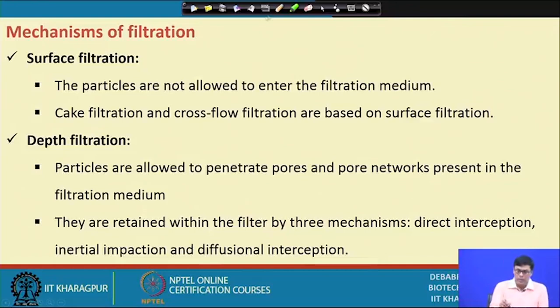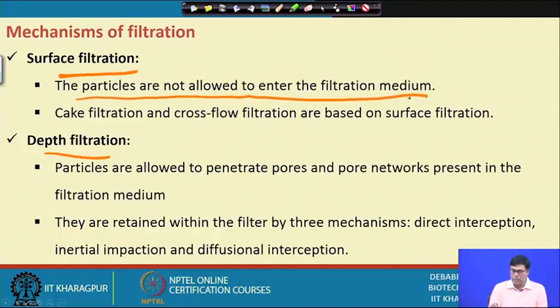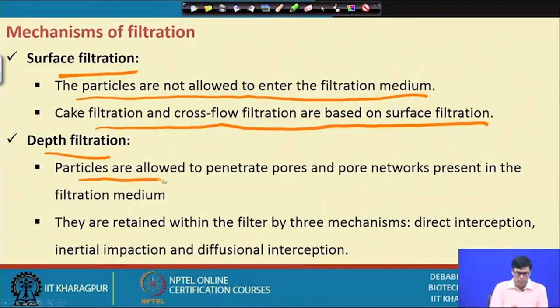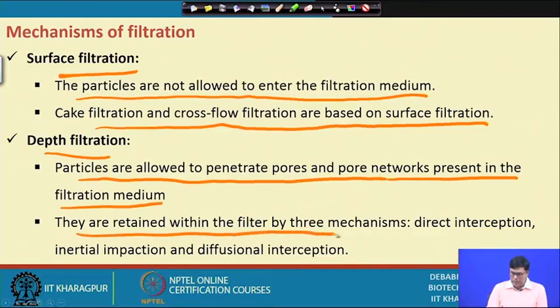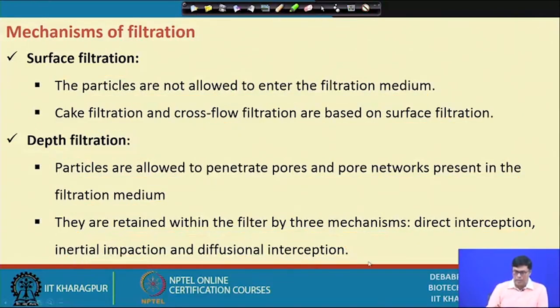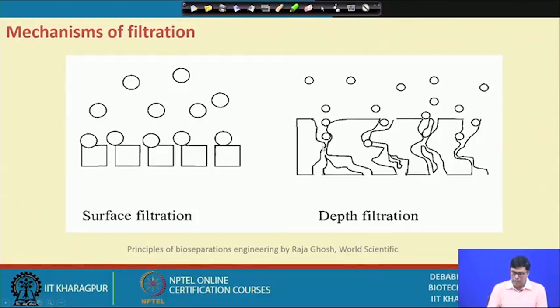Now, for the mechanism of filtration, we have surface filtration and depth filtration. In the case of surface filtration, particles are not allowed to enter into the filter media, as I have already shown you, and cake filtration and cross flow filtration are based on surface filtration. But in depth filtration, particles are allowed to penetrate into the pores, and the pore network present in the filtration media retains them by three mechanisms: direct interception, inertial impaction and diffusional interception, because all these principles I explained during the air filtration process. There is some material that is entrapped inside, like in the air sterilization process. In the case of surface filtration, the particles remain on the surface of the filtration media.